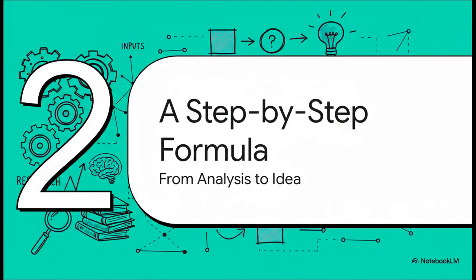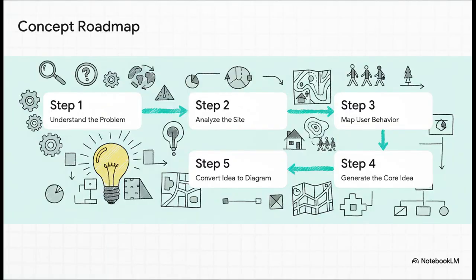Okay, so if it's not magic, then how do you actually find this core idea? Well, the great news is there's actually a formula for this, a step-by-step process that turns all that research and analysis into a killer concept. So here it is, your 5-step roadmap. Look how it starts with deep analysis. You've got to understand the problem, get to know the site inside and out, and map how people will actually move through and use the space.